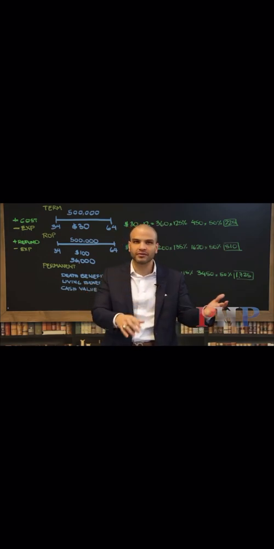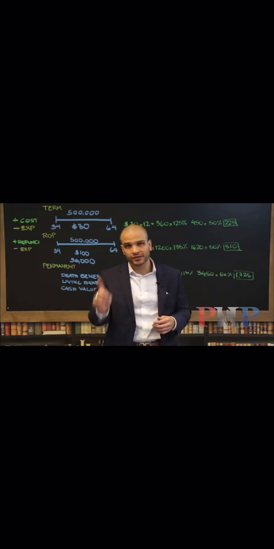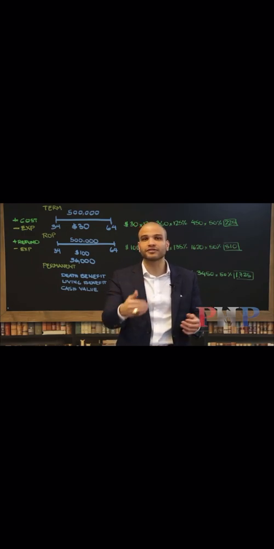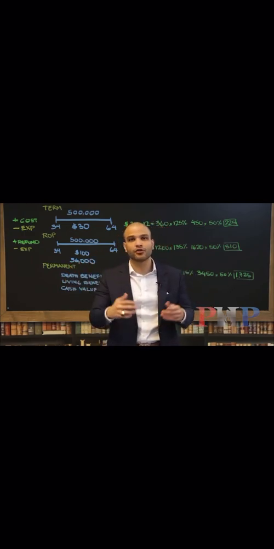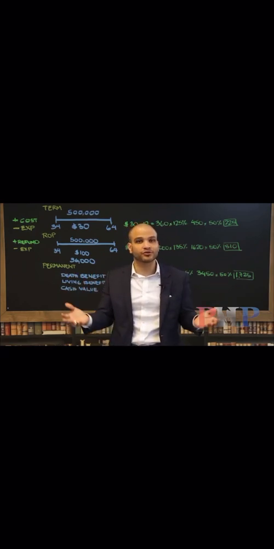250 times 12 is 3,000. Let's just say you help 2 families a month. 2 times 3,000 is 6,000. And let's just say you're one of the entry levels at a 40% contract. What is 40% of 6,000? You make $2,400 a month. A year is over 28,000.